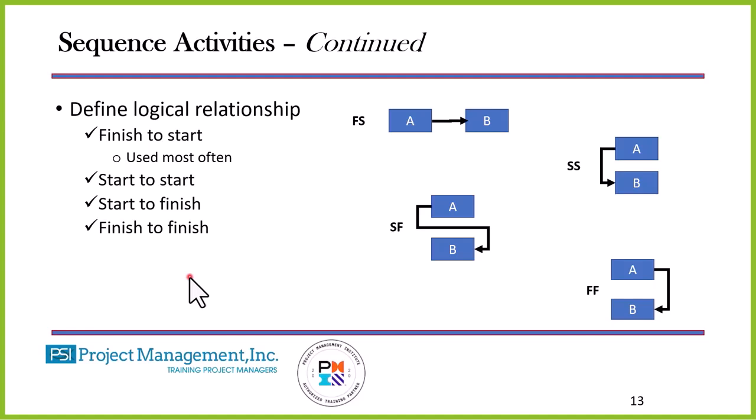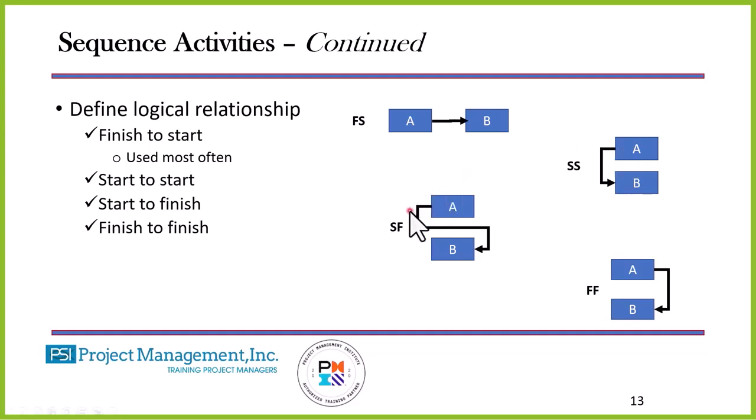Define logical relationships. For example, we have a finish to start. What that says is activity A has to finish before activity B can start. That's what we'll be working with today in our network diagram that we're going to work on. That is the most common, used most often. Then we have what's called start to start. A has to start before B can start. An example of that is the writing of a report must start before the review of the content can start.